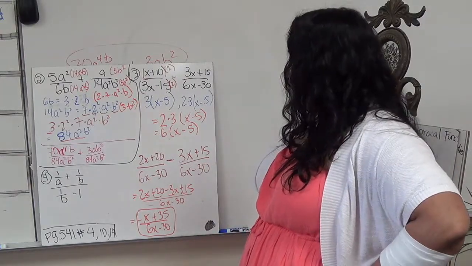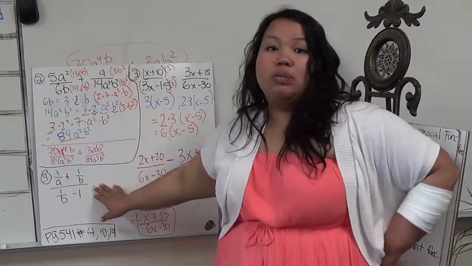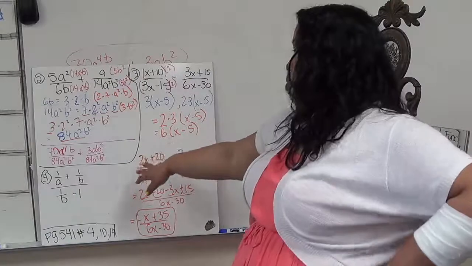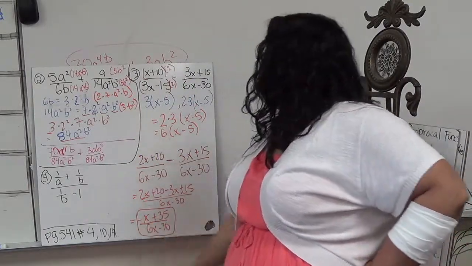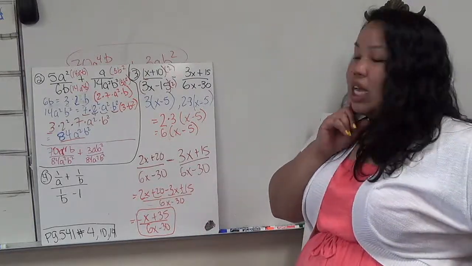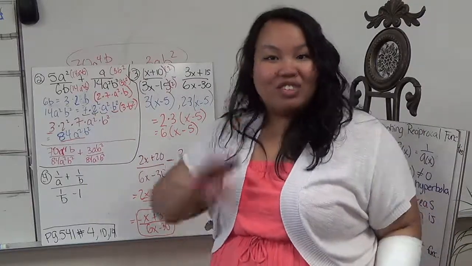So go ahead and pause and write this down. This is actually a pretty long one, and it might be overwhelming to do it on the video, so we'll do it in class, or you can see if you should try it. But either way, you should try page 541, numbers 4, 10, and 14. So pause and write this down. Try page 541, numbers 4, 10, and 14, and then we'll finish number 4 in class. So I will see you in class.